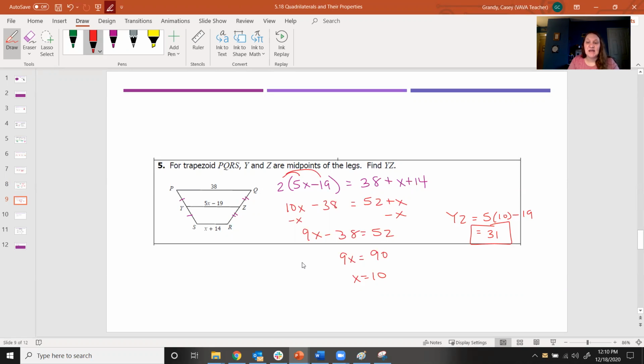If I wanted to check that, I could also plug it in here, 10 plus 14, and know that SR is 24. I could add 24 and 38 and divide that by 2. I'll get 31. If I don't, then I did something wrong.